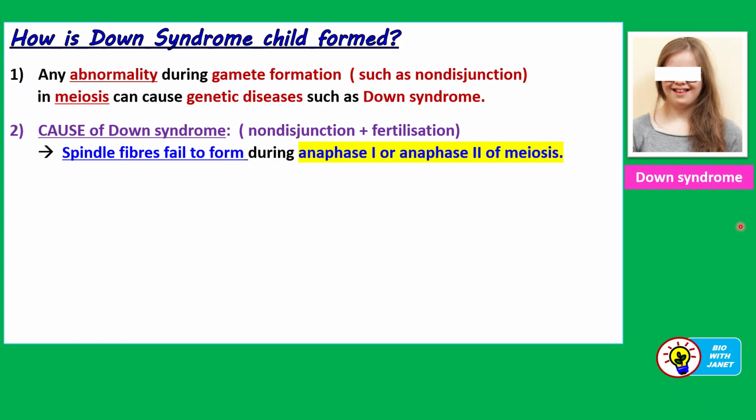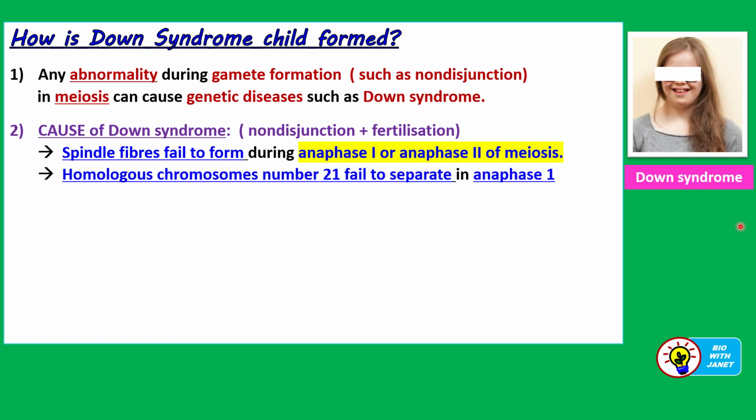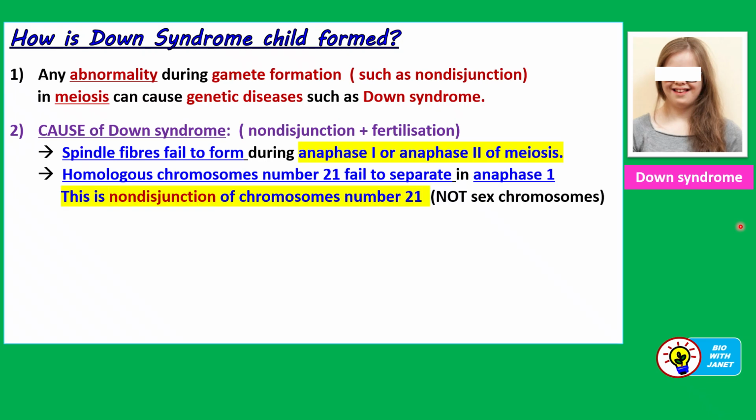So firstly, spindle fibers may fail to form during Anaphase 1 or Anaphase 2 of meiosis during formation of gametes. Thus, the homologous chromosomes number 21 may fail to separate in Anaphase 1. All right. So if homologous chromosomes number 21 fail to separate in Anaphase 1 of meiosis, then this process is called non-disjunction of the homologous chromosomes number 21. It's not the sex chromosomes that undergo non-disjunction. Now this is only for us to take note. No need to write down in the explanation. That is not the sex chromosomes.